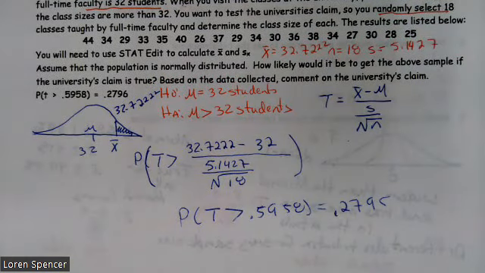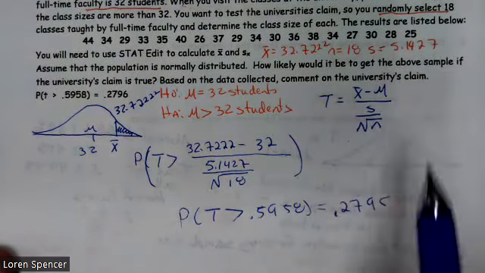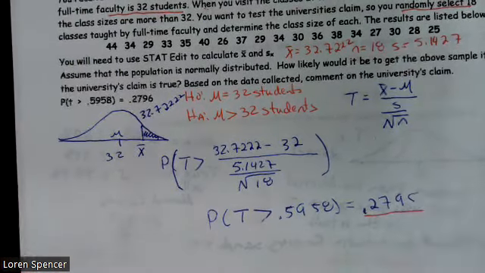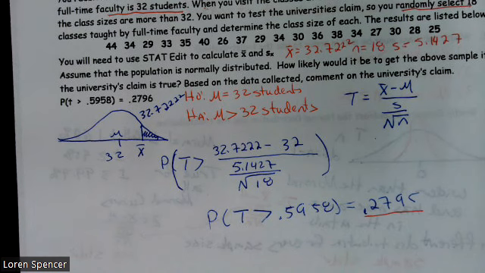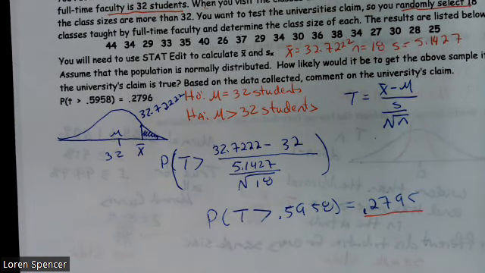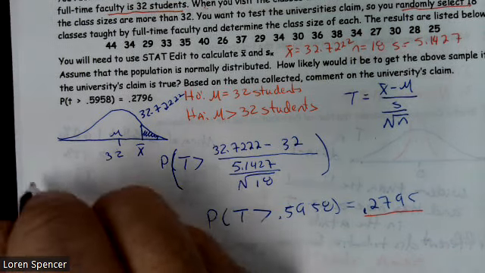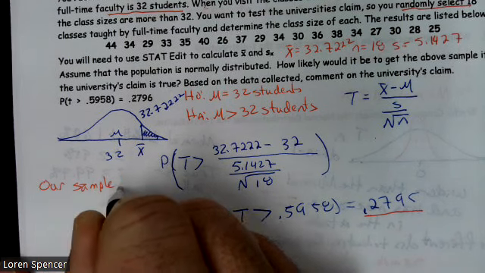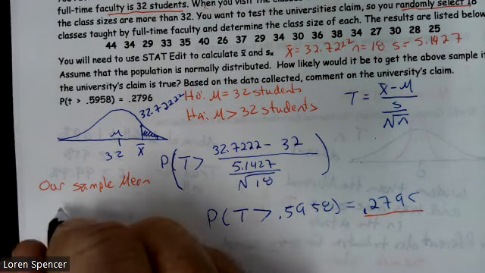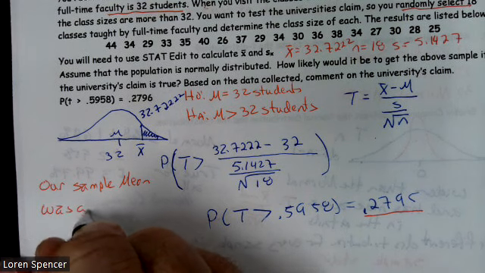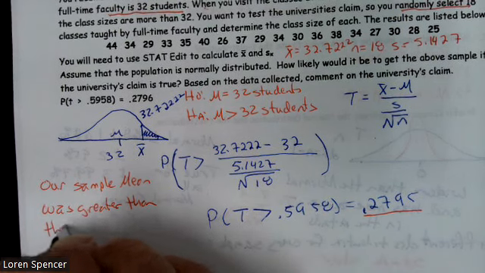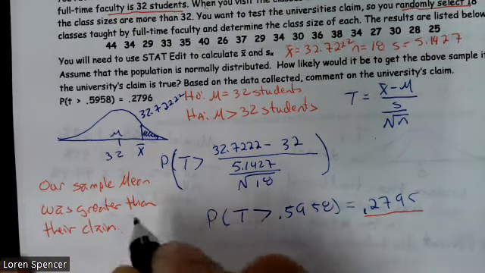All right, so based on the data collected, comment on the university's claim. Well, first off, that's not that unusual. That's larger than any alpha level, so we wouldn't reject their claim. But we did have a sample mean greater than their claim. So our sample mean was greater than their claim.